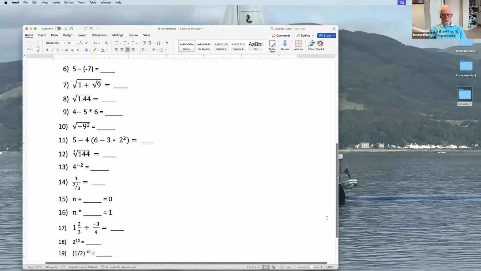What about 14? 1.5. Yeah, 1.5. 3/2 is 1.5. What about 15? Negative pi. Yeah, negative pi. All right. What about 16? 1 over pi, minus 1 over pi. All right. We call that a reciprocal, or a multiplicative inverse. I don't know if those terms are terms you're used to or not, but that's what we have there.